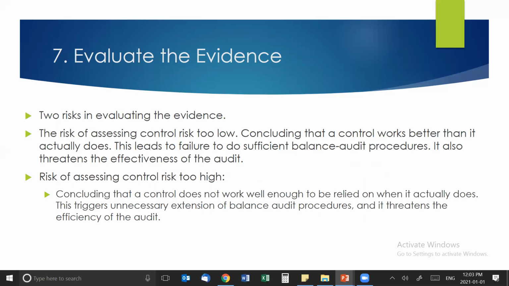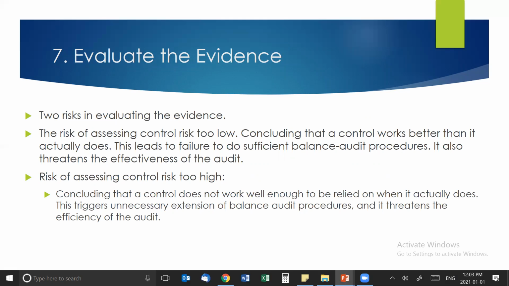Whatever evidence you get, there are 2 risks when you're looking at the evidence. One is that maybe you assessed control risk too low, so you concluded that the control works better than it actually does. Or you've assessed the control risk too high, so you concluded the control doesn't work well enough when it actually does. Assessing control risk too low means that you've threatened the effectiveness of the audit, right? This is pretty bad if you're saying that control risk is good, but it's not.